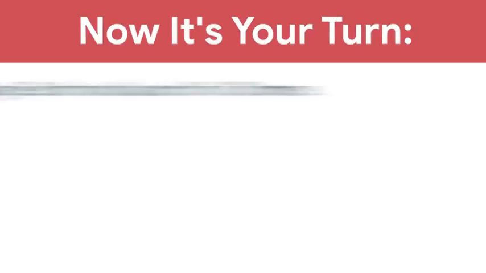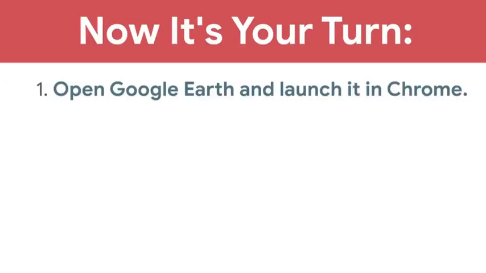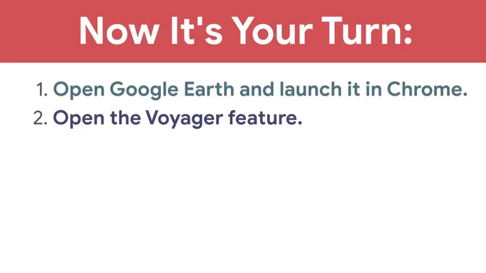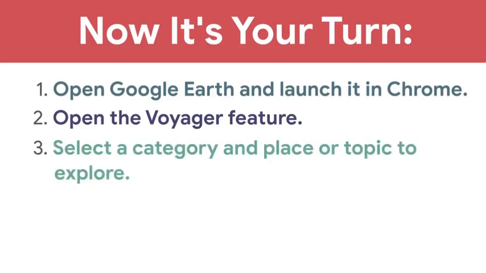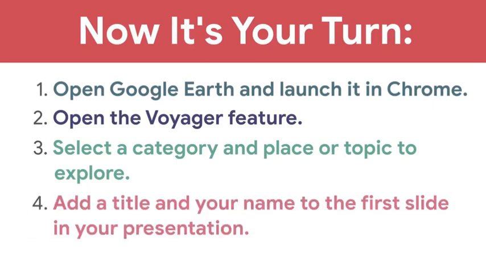Now it's your turn. Open Google Earth and launch it in Chrome. Open the Voyager feature. Select a category and place or topic to explore, and add a title and your name to the first slide in your presentation.